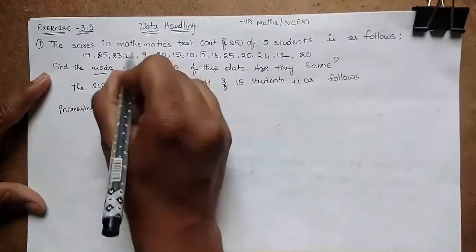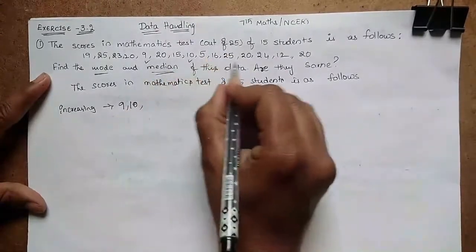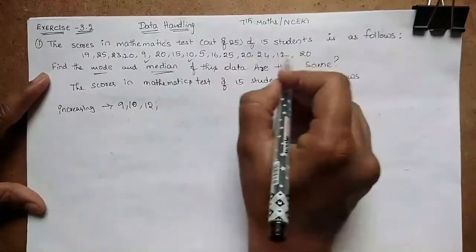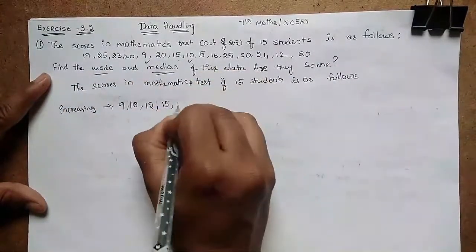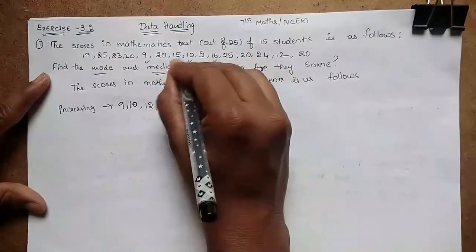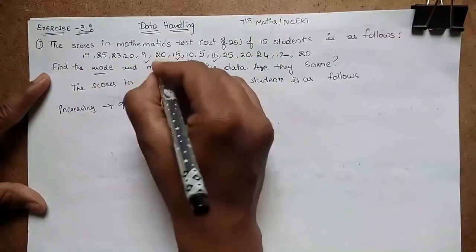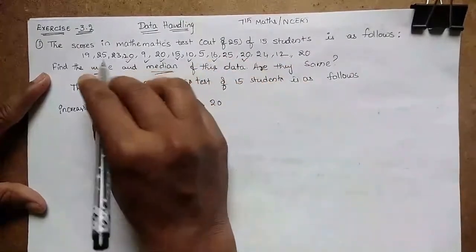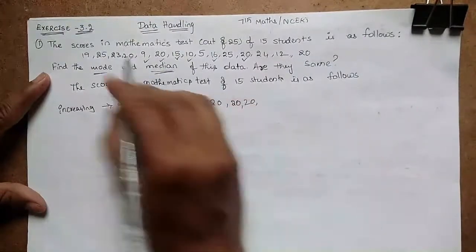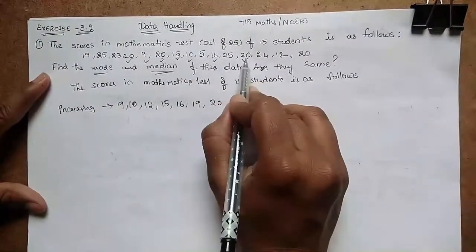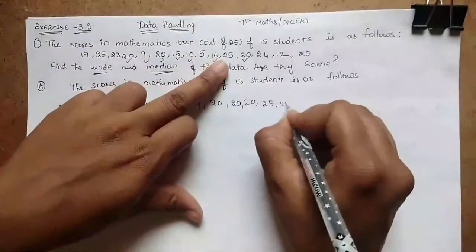Start with the small one, 9, next 10, 12, next 15, 16, 19 and 20, next 25, 20 and 20 also. 3 20s are there, 1 and 2 and 3. Okay, next 25, another 25 is also here.